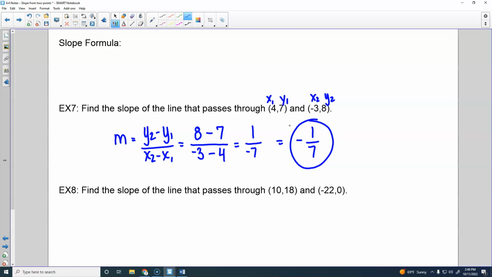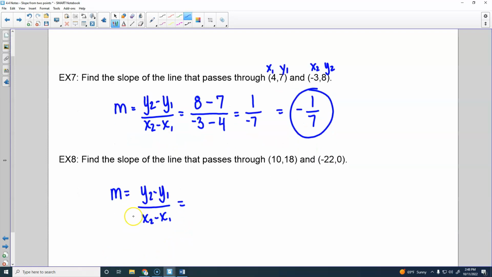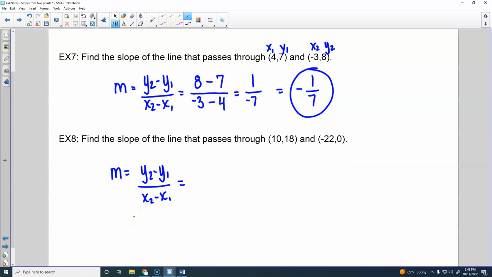This is particularly helpful on problems like number 8 where the numbers are starting to get too big to graph, right? So even if you wanted to graph them, it would be difficult to do so. So we're going to use that slope formula again here, y2 minus y1 over x2 minus x1. And for this one, Anna Grace, tell me what you would do for this problem.